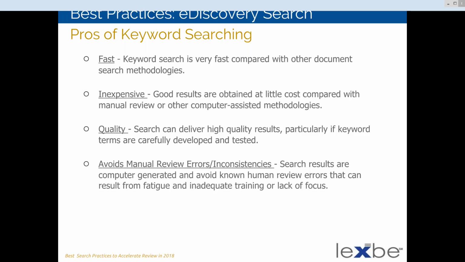Your search is going to deliver high quality results. It's going to be able to look through documents that just the human eye may not be able to read efficiently. It may be user error. It could be somebody is tired and they missed something. The search engine will not do that. And this goes right into the last point, is that search results, these are computer generated, and therefore the human errors that can occur from what I just mentioned will not be possible.